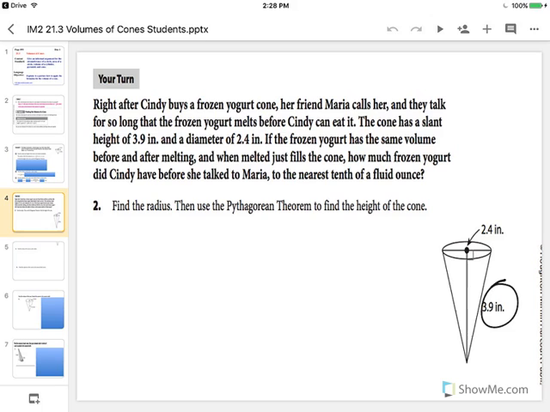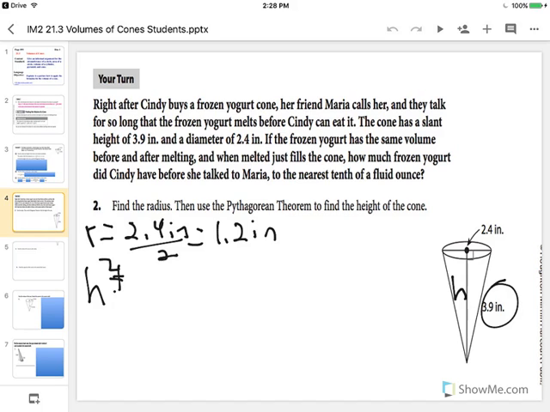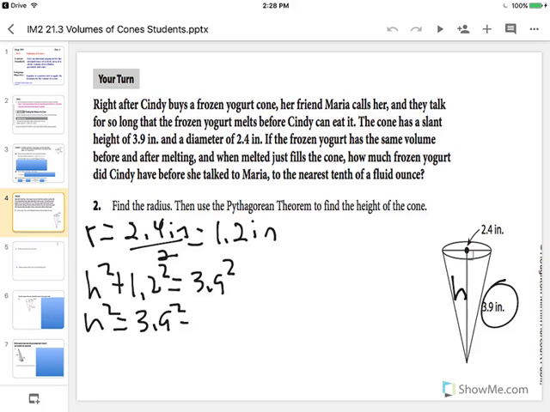Similar to the one we just did, first find your radius. Your radius is 2.4 inches divided by 2, so this gives 1.2 inches. Then we need to find the height. The height squared plus 1.2 squared equals 3.9 squared. So the height squared equals 3.9 squared minus 1.2 squared.